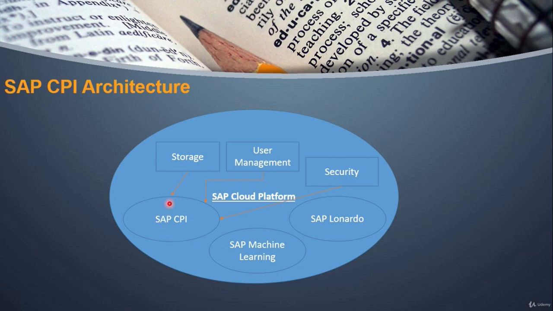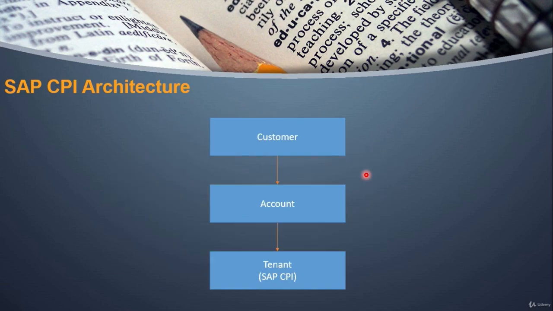And SAP CPI will be using all the facilities provided by SAP Cloud Platform. It need not have its own storage, its own security feature and all those things. It will be using these things which are commonly provided by the cloud platform. So CPI uses storage from cloud platform, CPI uses user management, CPI also uses security. That's how it is based in cloud.